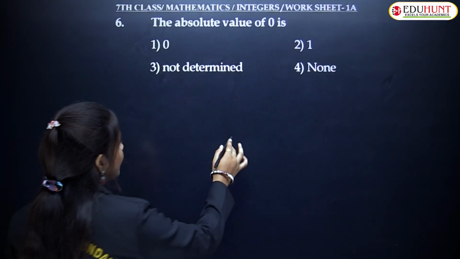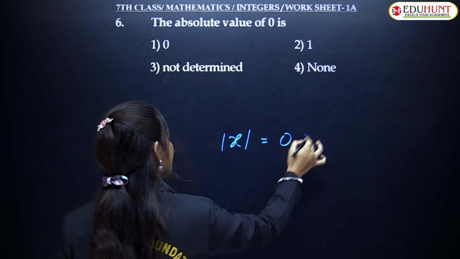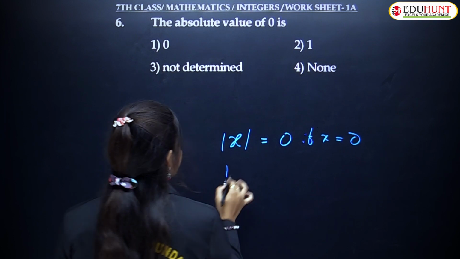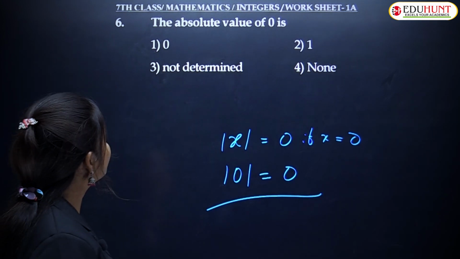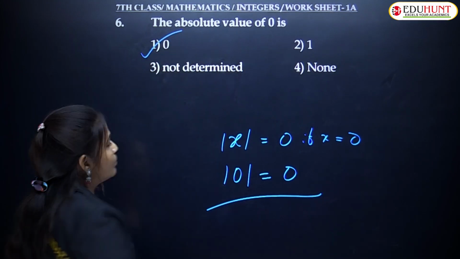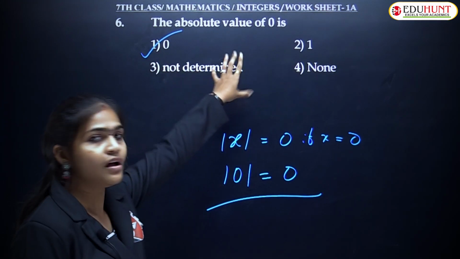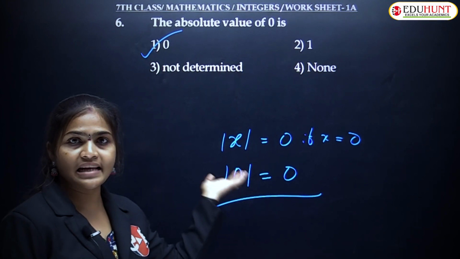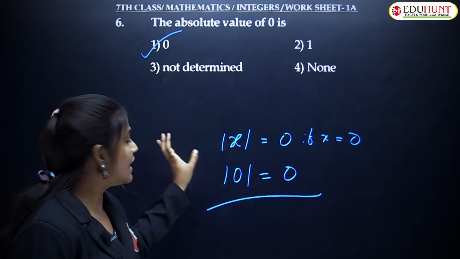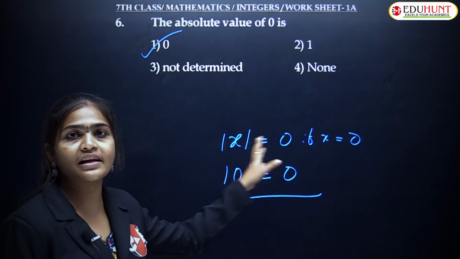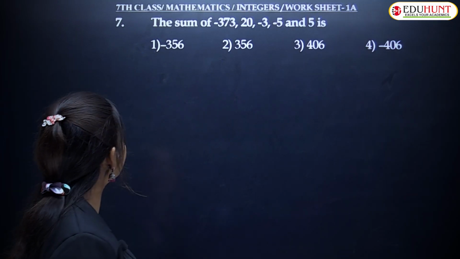Let us see the 6th question. The absolute value of 0. Already I told you that the modulus of x is equal to 0 if x is equal to 0, which means the modulus of 0 is equal to 0. So the absolute value of 0 is always 0. Why? Because 0 is neither positive nor negative. That is why it is always 0 here. Understand? Yes.